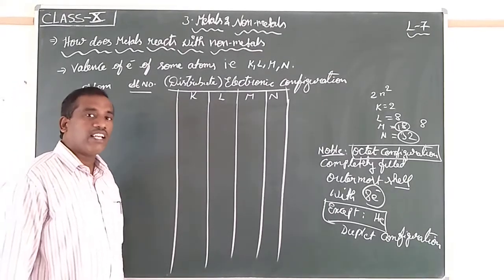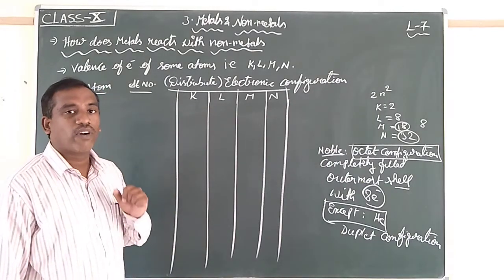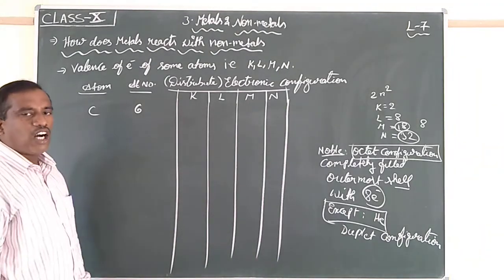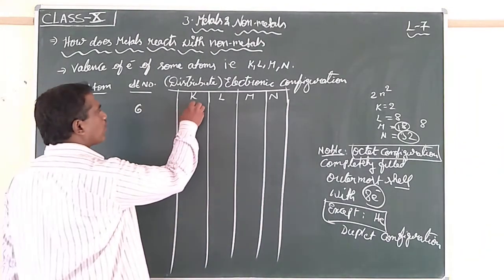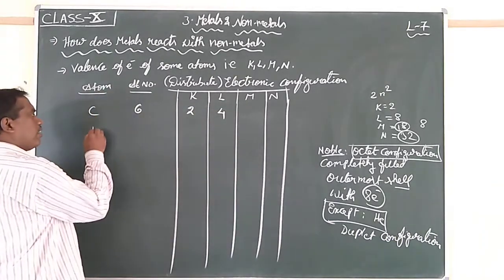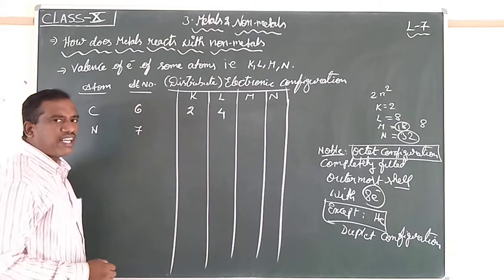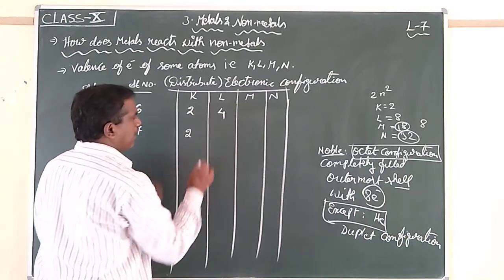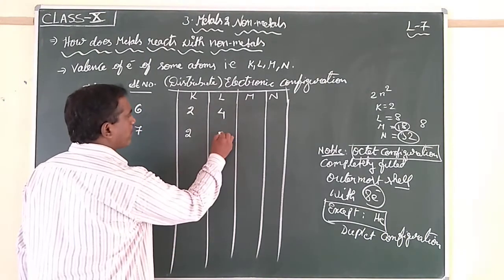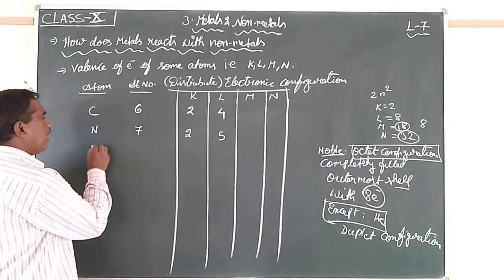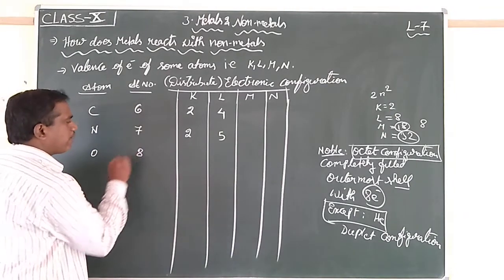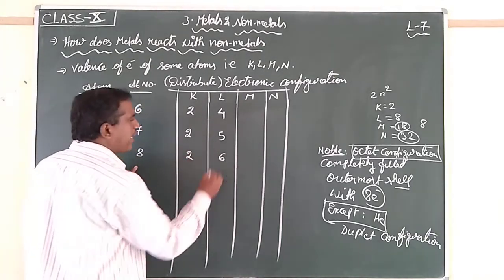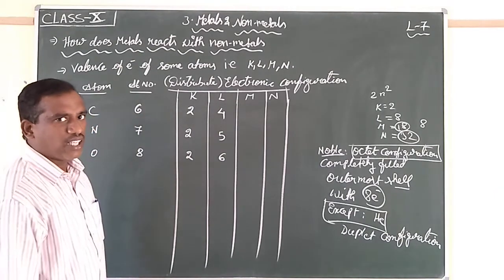Now we are going to take the element called carbon. What is the element called? Carbon. What is the atomic number of carbon? 6. How many electrons are there? 6 are there. How will you fill? 2, 4. Carbon followed by nitrogen will be atomic number 7. Electron configuration is 2 in the K shell. How many are we going to fill in the L shell? We are going to fill 5 electrons. And oxygen, atomic number 8. 2. Then the remaining 6 will be filled in the L shell.